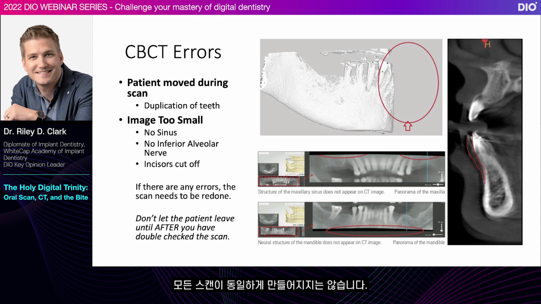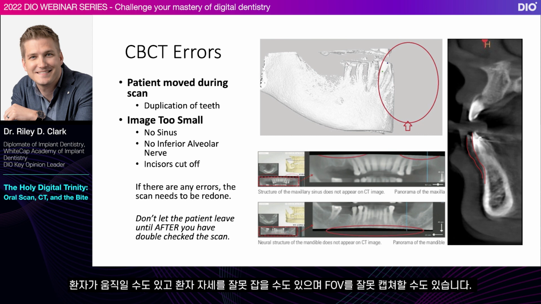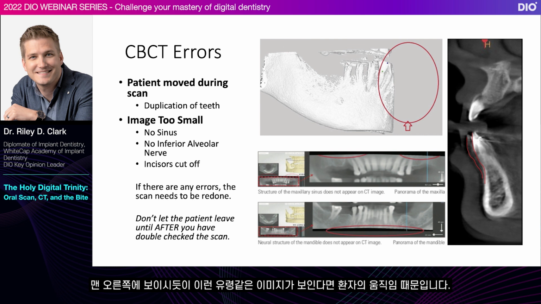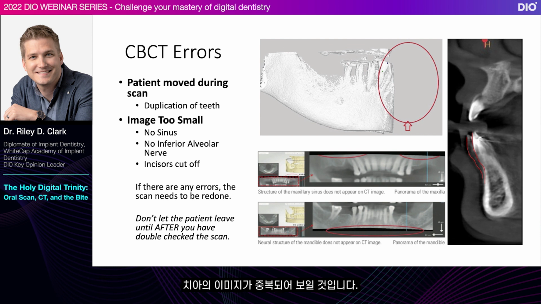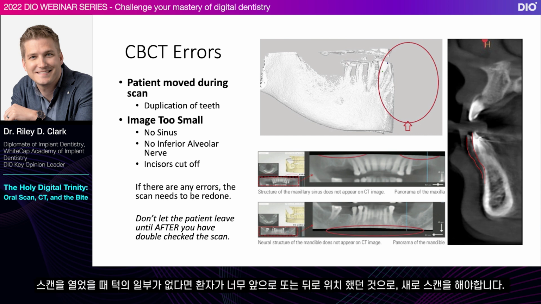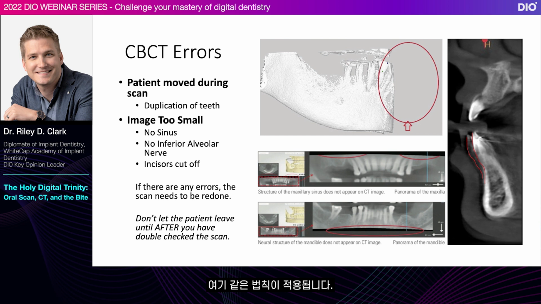Not all scans are created equal, meaning sometimes you might get patient movement, you might position the patient in the wrong way or capture the wrong field of view. As you see on the far right, if you ever see these ghost type images, that is often caused by patient movement. You'll get the duplicated images of the teeth. If that ever happens, you'll need to retake your scan. If you ever open up the scan and notice that part of the jaw is missing because the patient was positioned too far forward or back, a new scan will also need to be taken. So the same principle applies.